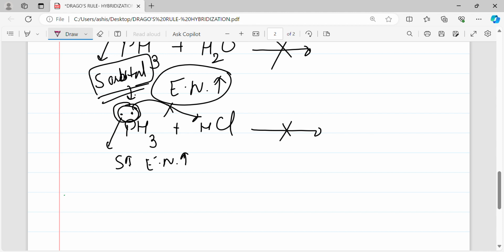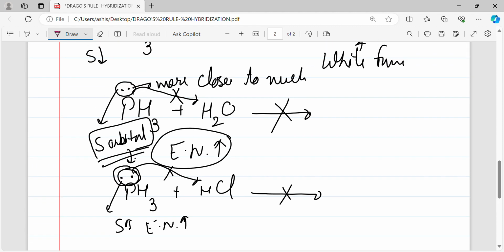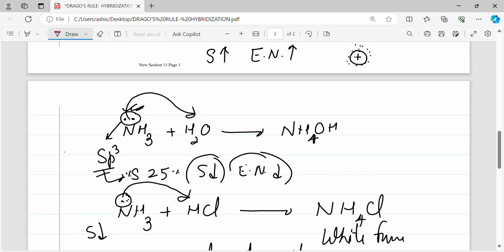then according to Drago's rule we should not consider the hybridization. The lone pair are present in almost maximum s character or pure s orbital, that's why we can say the lone pair cannot be donated easily.